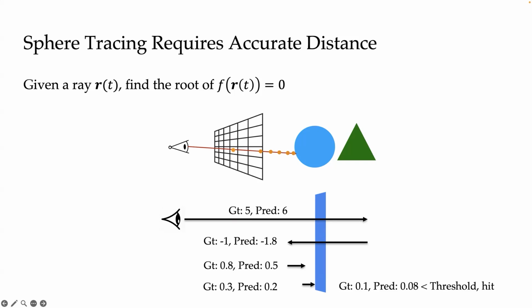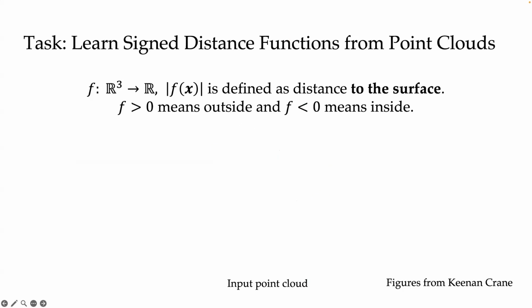On the other hand, if you have an accurate distance function, the ray can converge to the surface with just 2 distance queries. It could improve both speed and accuracy. So, having a high-quality signed distance function is crucial for applications like this. Let's now go to our task.